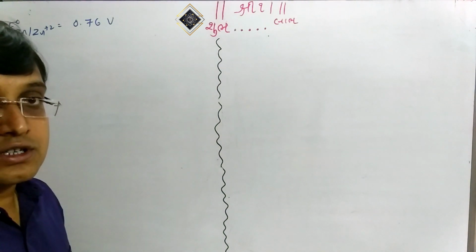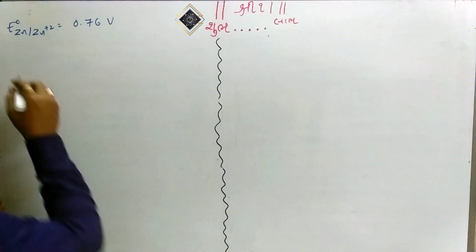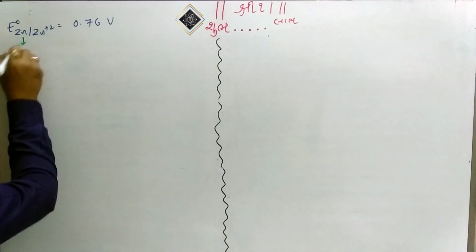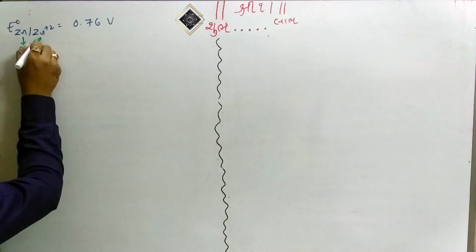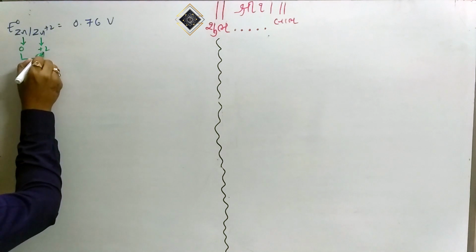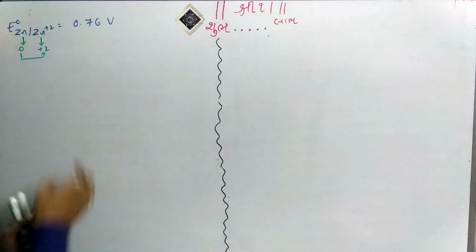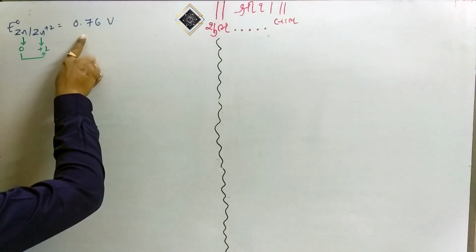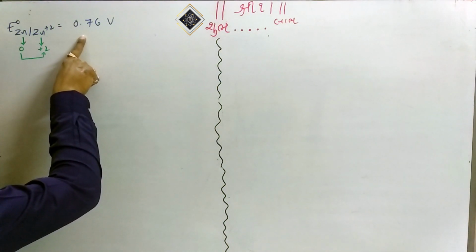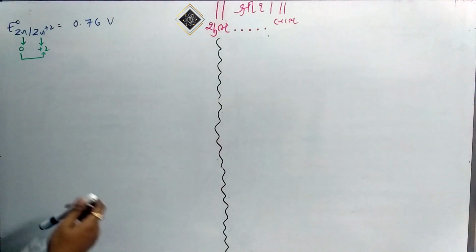For that, just recall the representation of the cell. What is the oxidation number of this particular zinc? It is 0, and here it is +2. The oxidation number is increased, that is 0 to 2. Oxidation number increased means the reaction is oxidation. Therefore, this particular potential is oxidation potential. That means the given potential is oxidation potential.